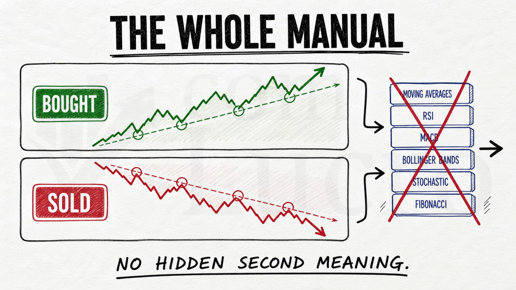Right, how do you actually read it? Simply, the index goes up, the dollar is being bought against that basket. The index goes down, the dollar is being sold.